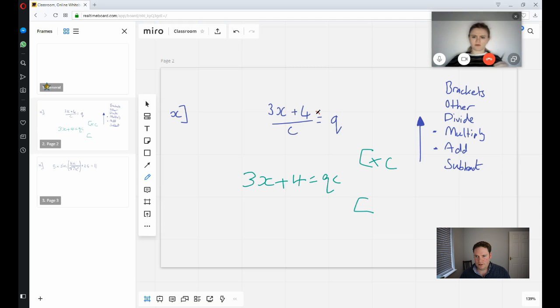Oh wait, but I did the dividing first, so I've opened it in the wrong order. No, because this line, this separating line, which I'm trying and failing to neatly draw over, that overrides BODMAS. That clearly means C is further away from X, because that kind of brackets all these together as one unit. So that was the right call. Okay.